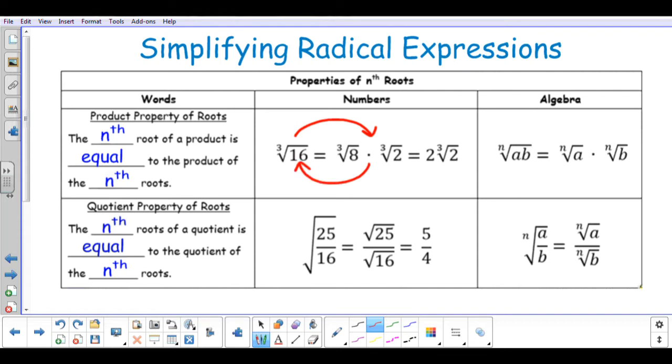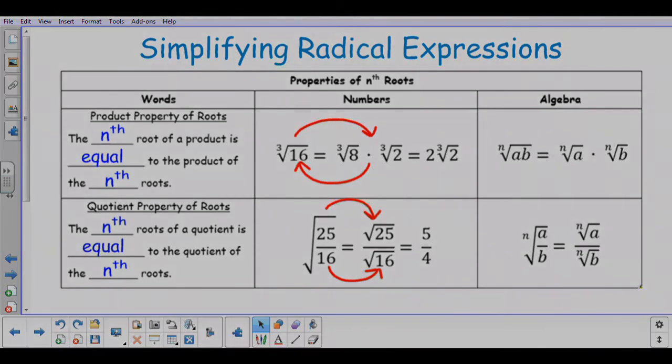single radical. In the quotient property, if I have the root of a fraction, I need to break that fraction up into the root on the top and then the root on the bottom. That way we have just two single numbers and it splits up into two separate problems. So we're going to use these two properties on our examples on the next slide.